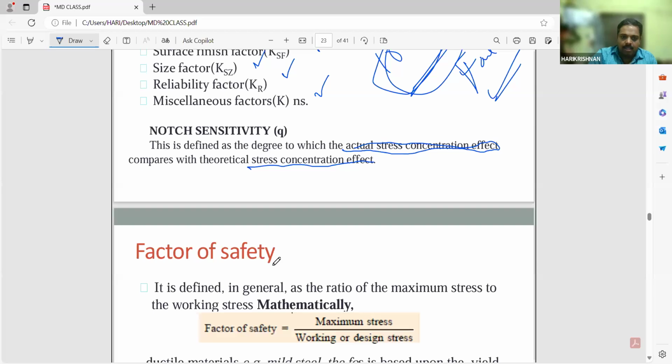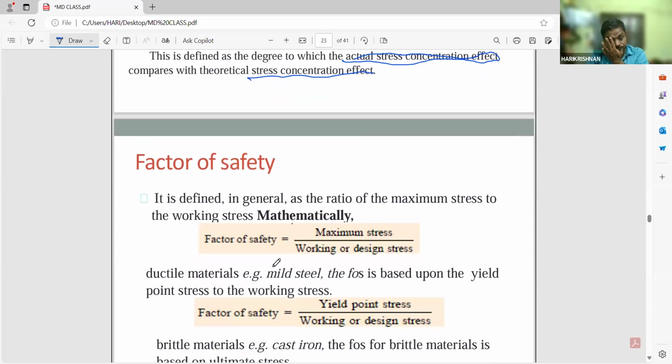The first thing in designing a machine component or material is the factor of safety. Factor of safety is maximum stress divided by design stress. It is very important. The factor of safety should be there.